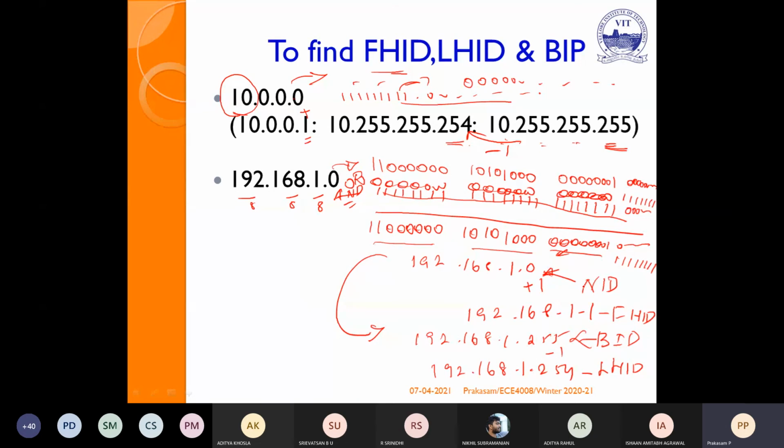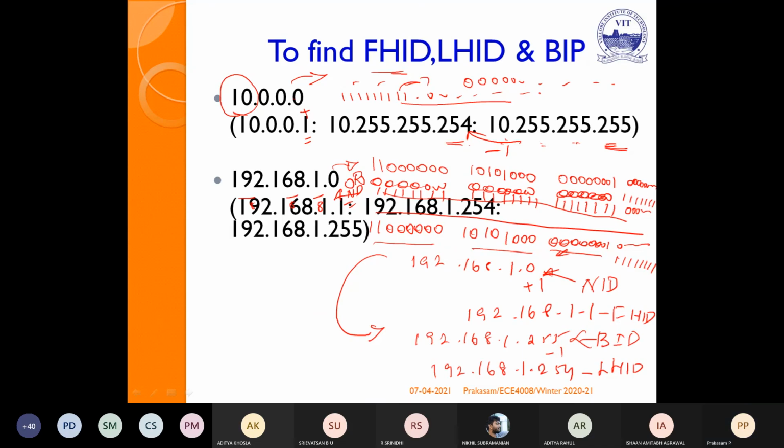Kindly remember, it contains totally 4 addresses: network ID, first host ID, broadcast ID, and last host ID. Do the AND operation with the mask, you will get the network ID, then plus 1 is the first host ID. Then do the OR operation with the complement of the mask and the given IP address, you will get the broadcast ID. Minus 1 is the last host ID. This type of problem we may be asked in the examination. The remaining problems we will see next.